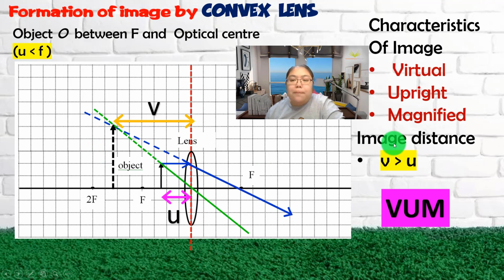Okay, so the comparison for the distance: image distance is longer than the object distance. How do we memorize? We use the short form for the characteristics, VUM. Okay, virtual, upright, and also magnified. So this one is the first step. We're using U less than F. Okay, first step, then we continue to the next one.